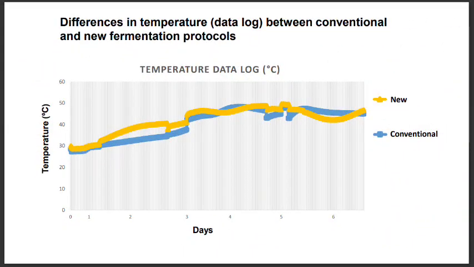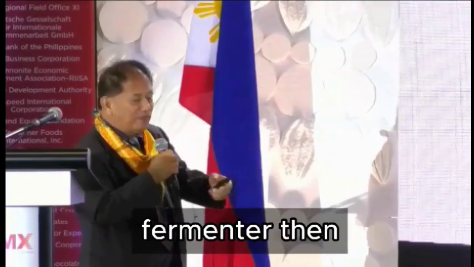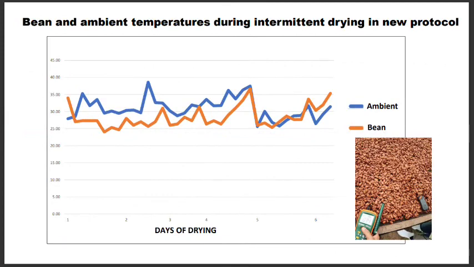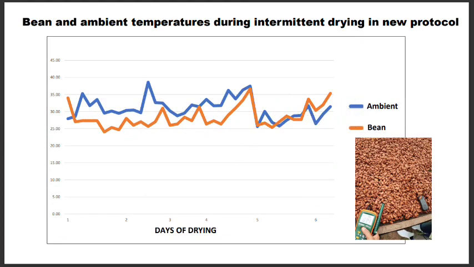This is the data log temperature, in which you can monitor the high temperature in that wooden fermenter. Then this is the ambient temperature versus the bean temperature. You can notice here that in intermittent drying, there should be a 1 or 2 degrees difference between the two, and monitor this one, seeing to it that the temperature will not really be that high.